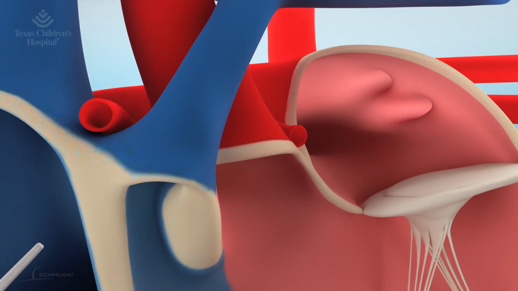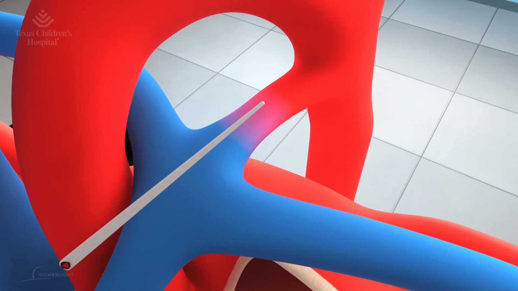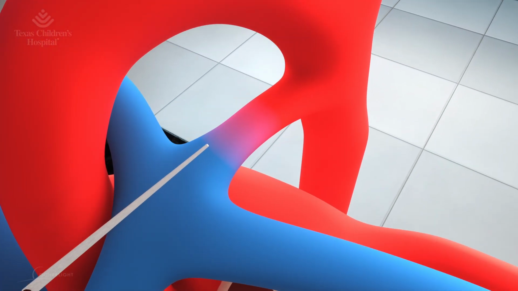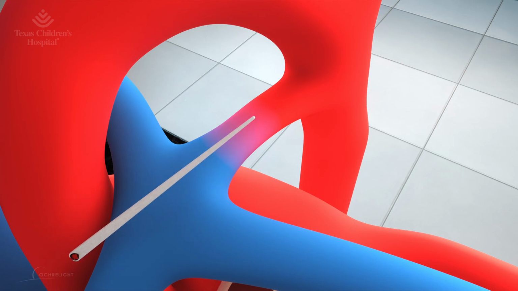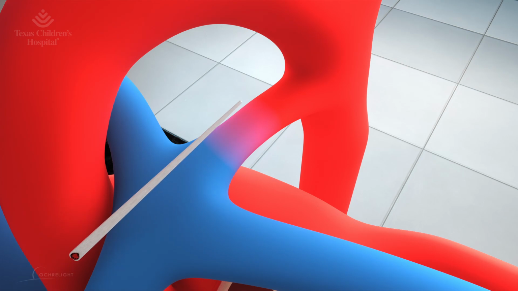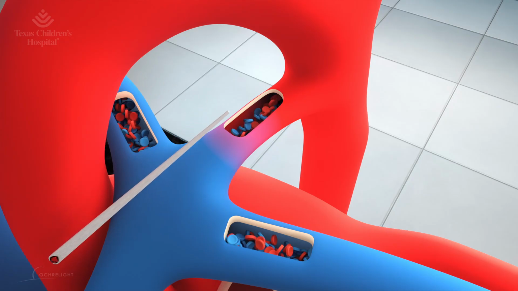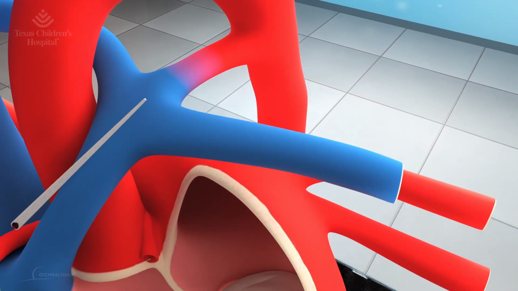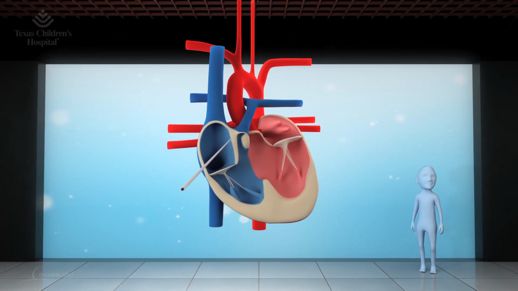Thankfully, survival is possible because of a communication between the aorta and the pulmonary artery, the ductus arteriosus. This allows additional blood to enter the pulmonary artery where it can pick up oxygen, which can then be transported around the body. We can now often detect this condition on an antenatal ultrasound, an ultrasound performed before your baby is born.